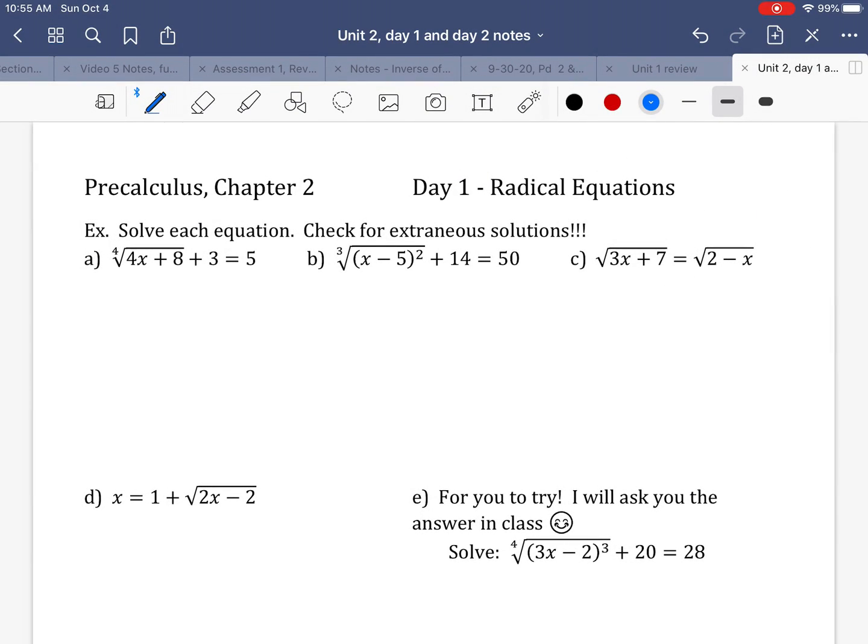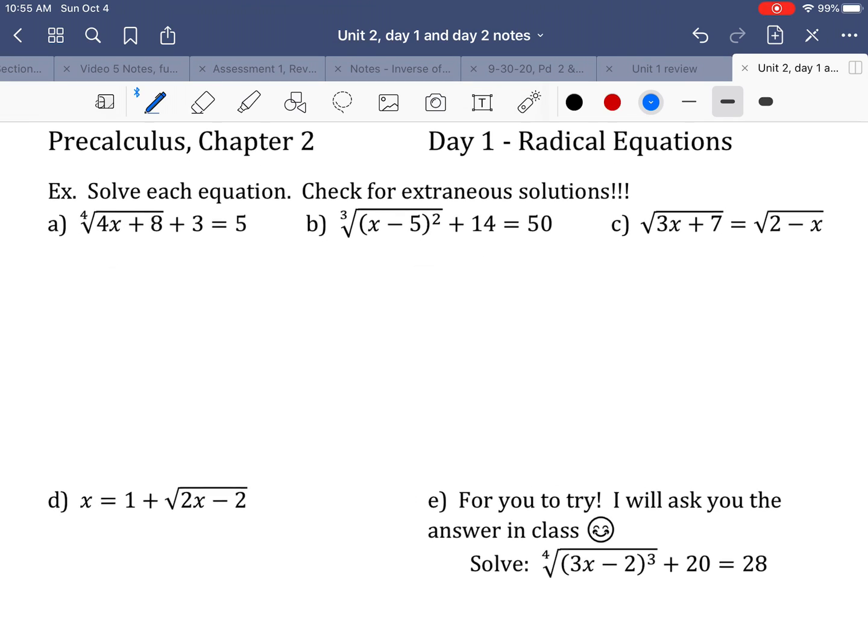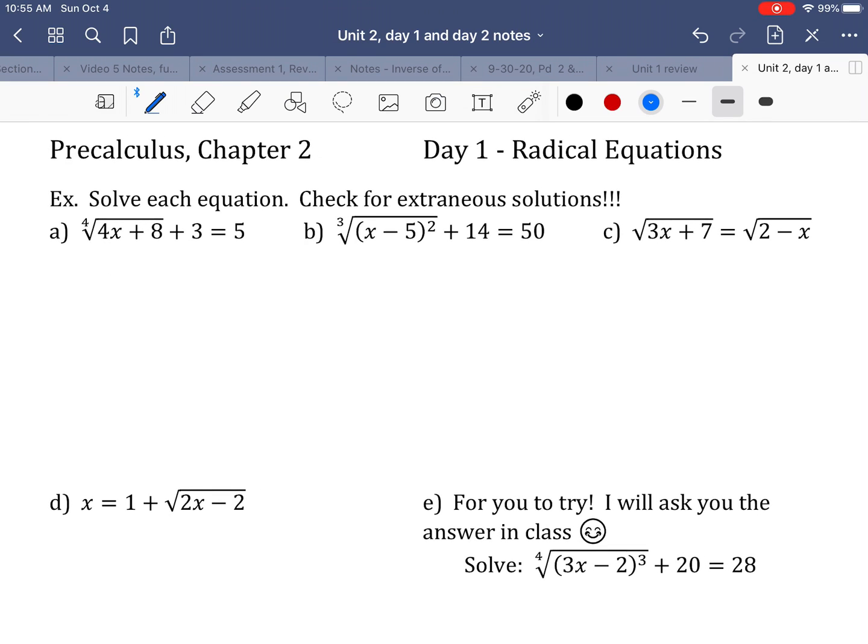All right, hello there. So we're going to go through and do solving these radical equations to start off our next chapter. So you've done this in Algebra 2, but you probably only did it with square roots, so we just have some roots that are a little bit higher.